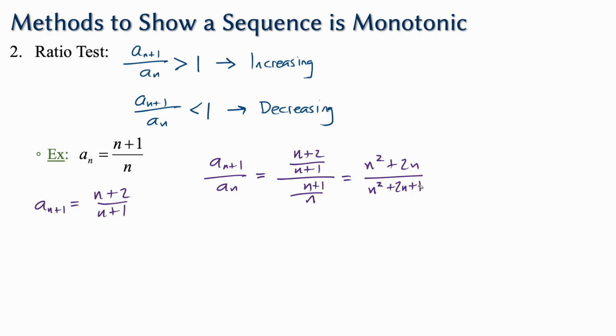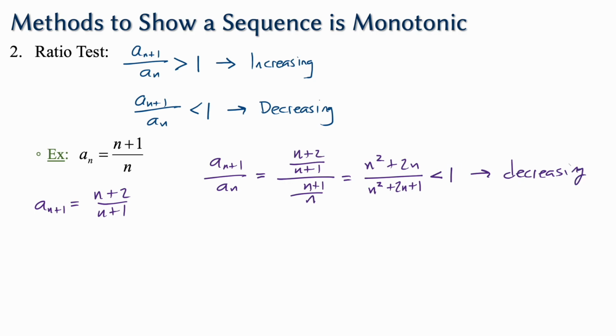And so no matter what value of n we plug in here, the denominator, again, will always be 1 value bigger than the value of the numerator. So because the denominator is always a little bit bigger than whatever the numerator is, we can always say that this ratio will always be less than 1. And therefore, our conclusion is that this sequence would be decreasing.